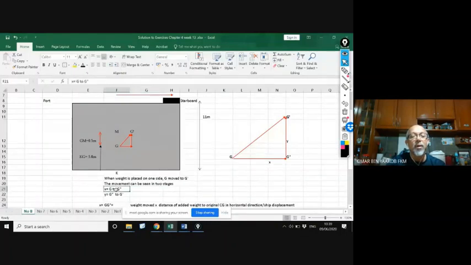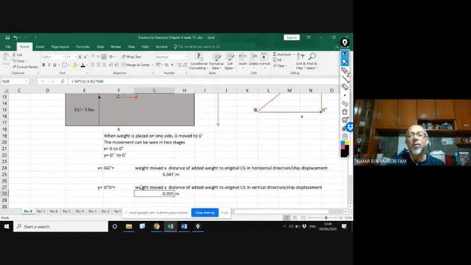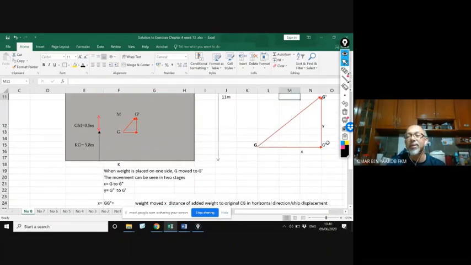That means when weight is placed on one side, G moves to G dash. The movement can be seen in two stages. First, G to G double dash, and then from G double dash to G dash. Right? So we call it X and Y. The horizontal movement, G to G double dash, we call it X. G double dash to G dash, we call it Y.